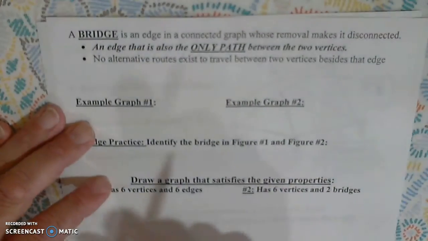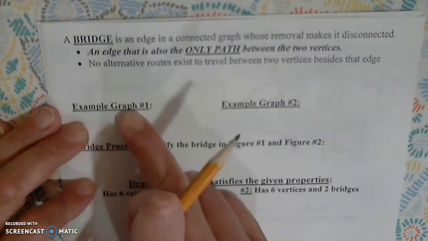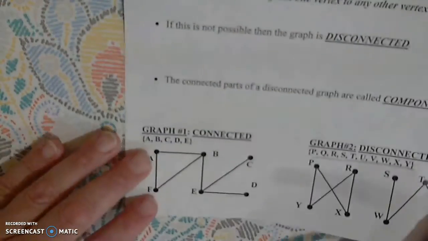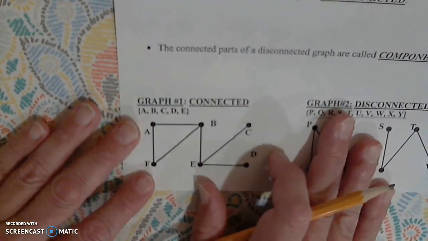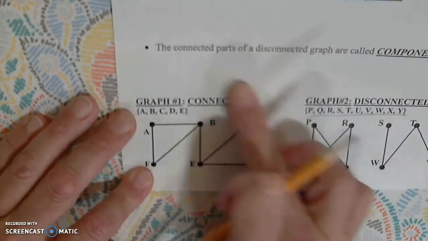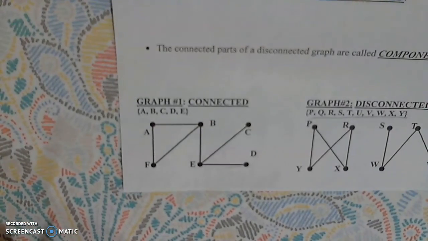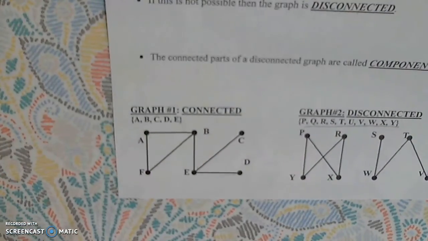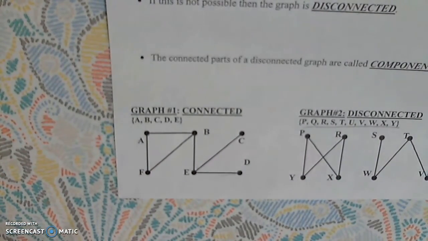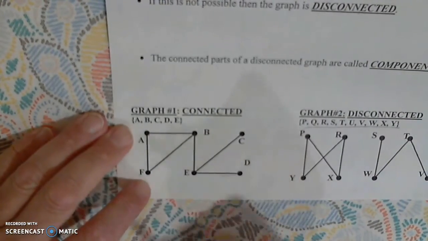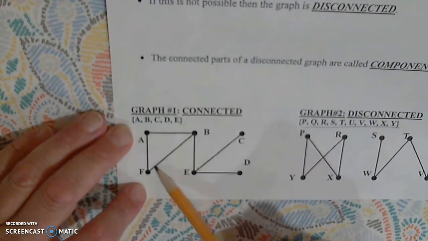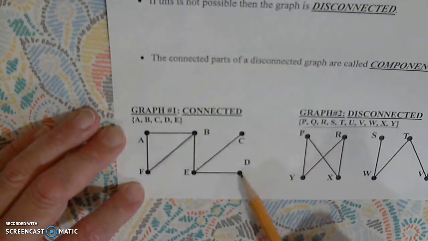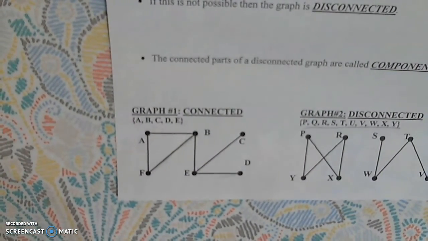So let's go back here and talk about a bridge. Example 1. Let's go back to graph number 1. What would be an example of a bridge in graph number 1? Well, if I took BE out of the mix, would the graph be connected anymore? No. Okay? That would make BE a bridge. Now, if I took out FB, would that be a bridge? No, because I could still have everything else connected without that. All right?